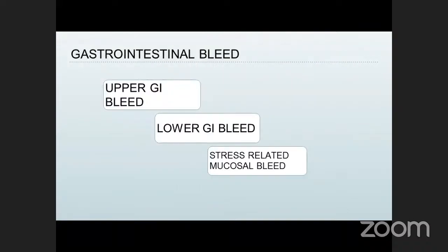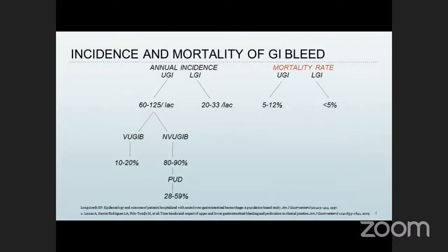This gastrointestinal bleed, I'll be covering in 3 subtopics, which includes upper GI bleed, lower GI bleed, and stress-related mucosal bleed. So I'm taking an anticipatory bail in advance because I know this is going to be a really long session. So starting with the bookish representation of the incidence and mortality of GI bleed. This is extracted from a gastroenterology journal, which shows the annual incidence of upper GI bleed is 60 to 125 per lakh population, out of which 10 to 20% is accounted by variceal upper GI bleed, and the rest 80 to 90% is accounted by non-variceal upper GI bleed.